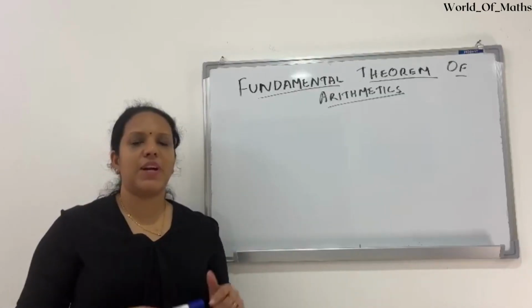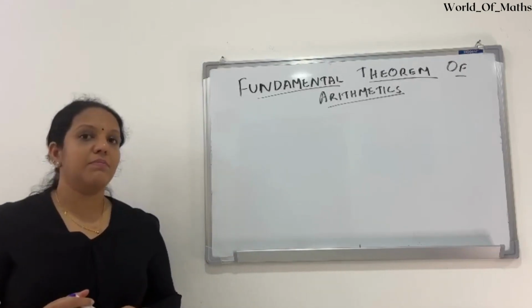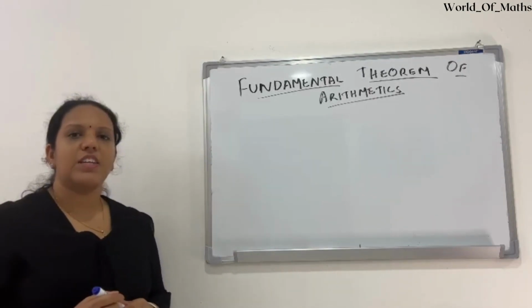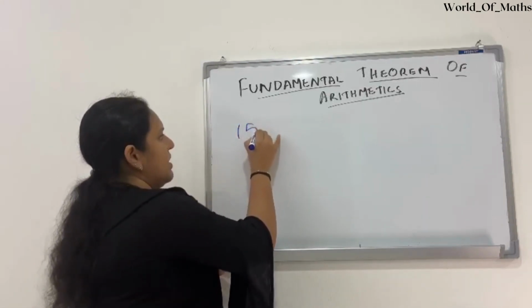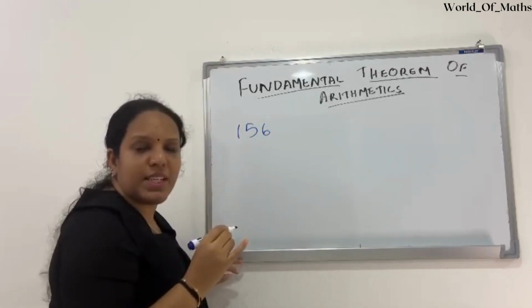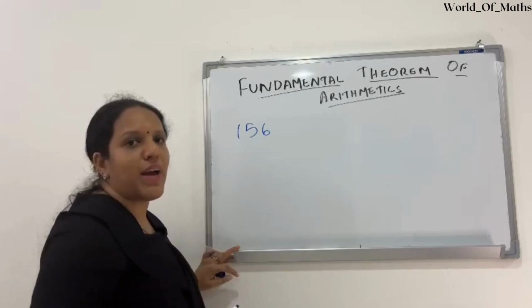We have seen what the fundamental theorem of arithmetic is. Let's see the application of that theorem in mathematics. Let's take the number 156. We can express 156 as a product of prime numbers. For that we need to know what its factors are.